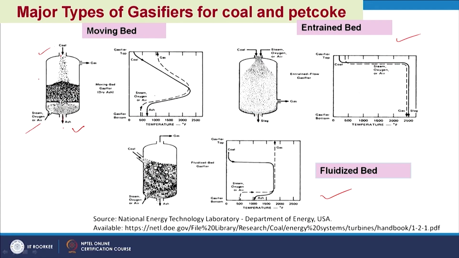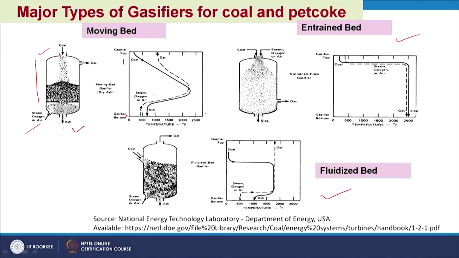If we see the temperature profile across the height of the gasifier, then this will be the nature. As we increase the height from the bottom, gradually the temperature will increase to a maximum, then again it decreases, because oxidation is taking place in the middle. That is where the maximum temperature is, around 1800 degree centigrade it can reach.